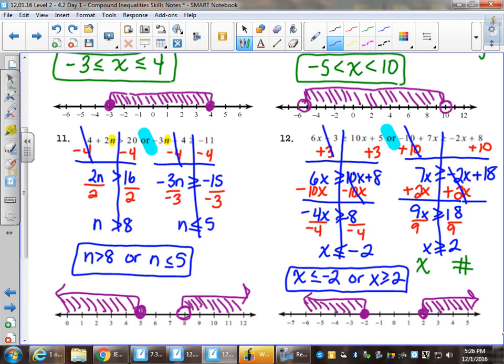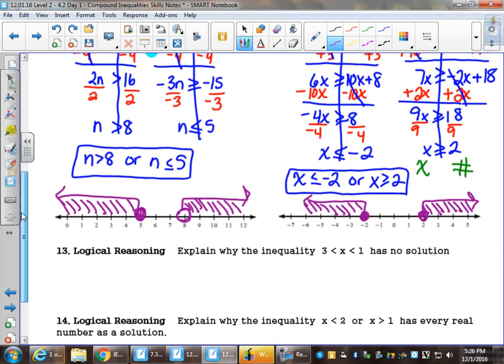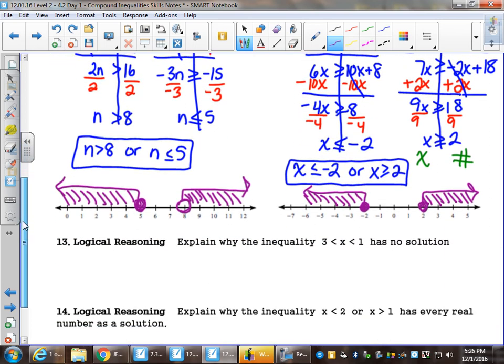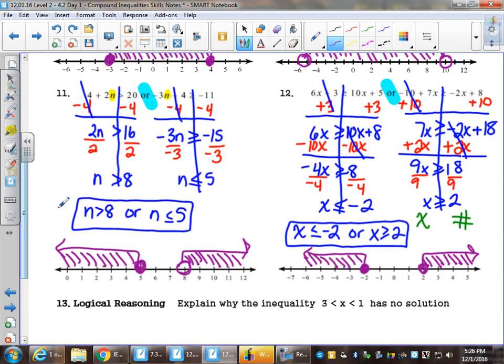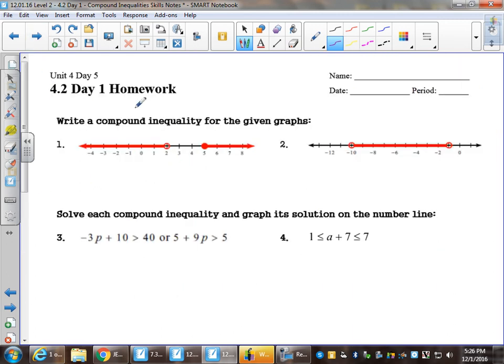13 and 14 are some logical reasoning questions that we'll talk about tomorrow as a group. Our notes for tonight are complete. Great job. Please make sure that you have paid close attention to how you show work. Neatness is key. Tomorrow in class, we will be working on this practice.